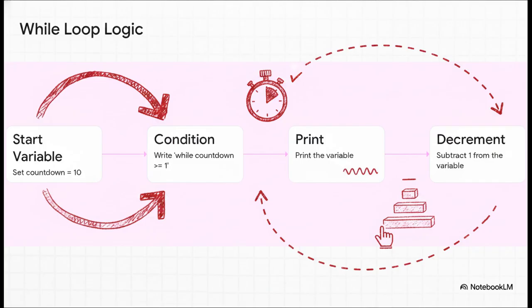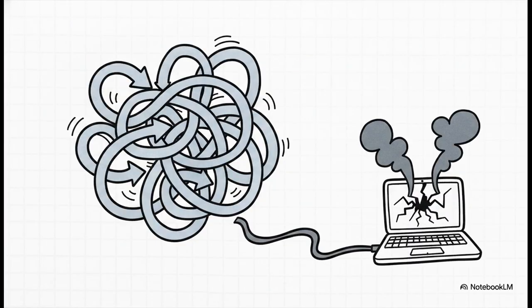So as long as that condition stays true, the loop prints the number, drops the value by 1, and jumps all the way back to the top to check the condition again. But watch out, because this is where a lot of developers fall into a pretty dangerous trap. What happens if you forget step 4? Like, you just forget to subtract the 1. Well, that condition is going to stay true forever. Your code will just start spitting out 10 infinitely.